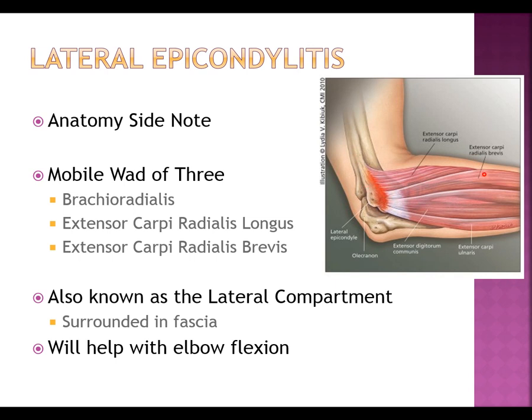They're going to run together down the forearm. The brachioradialis does not affect the wrist, where these two muscles will affect the wrist, but just in case you come across this on the BOC or you hear a physician talk about it, I remember I was quizzed by Dr. Bilbo about this when I was a student. Just be familiar that these three muscles together are called the mobile wad of 3. They're in their own compartment, and they're going to help with elbow flexion.